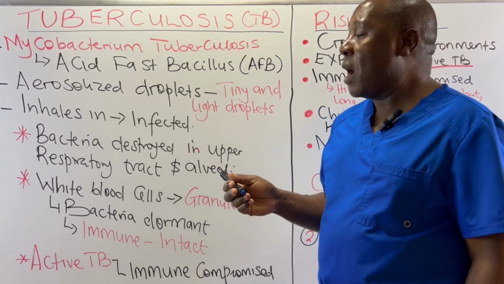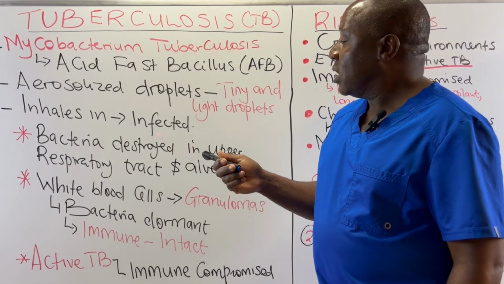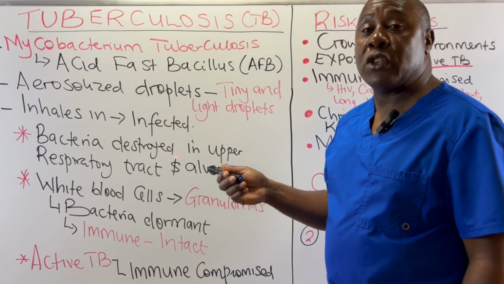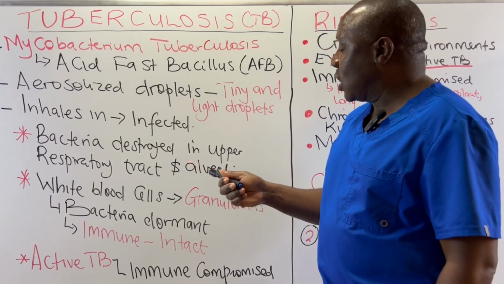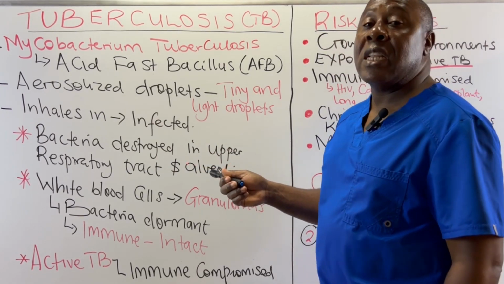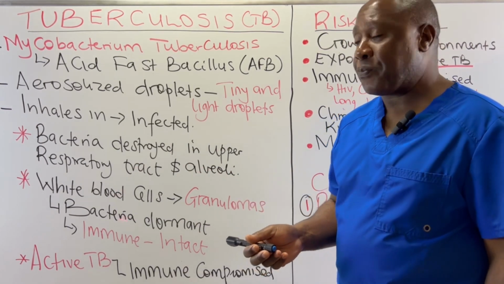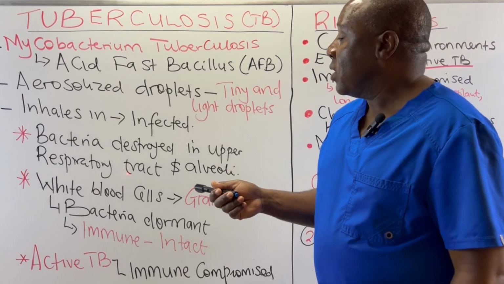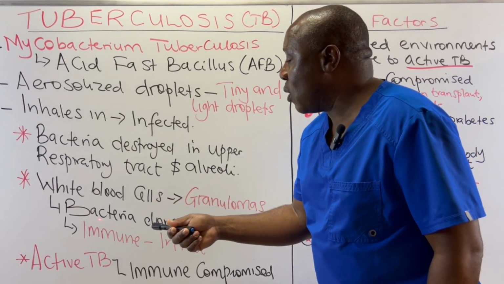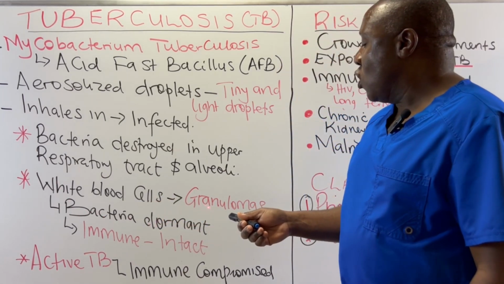So one thing that could happen with this bacteria once in the respiratory tract is that it could be destroyed by the upper respiratory tract defense mechanisms, or it could evade them and go into the alveoli where it is destroyed by the macrophages via phagocytosis. Another thing that could happen is that once in the lungs, this bacteria could be surrounded by white blood cells to form what we call granulomas.